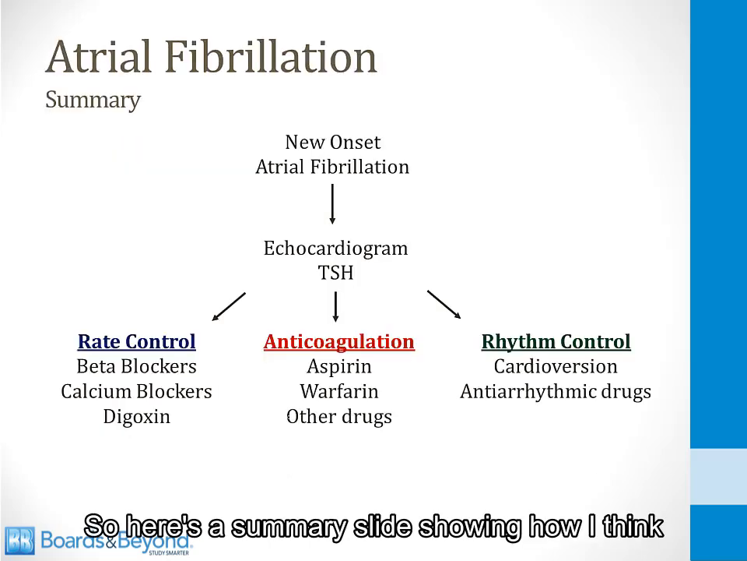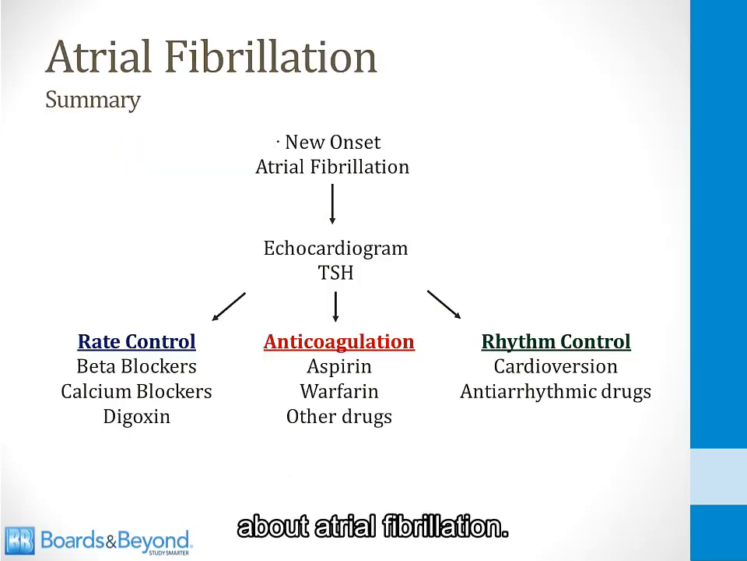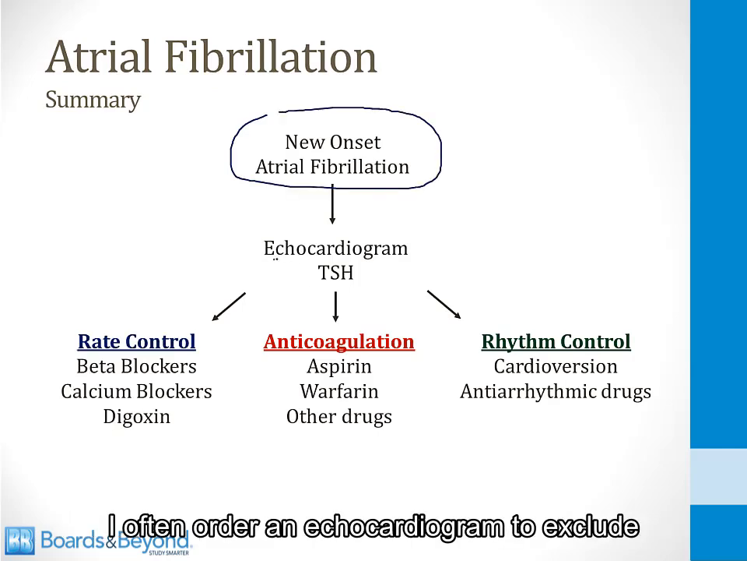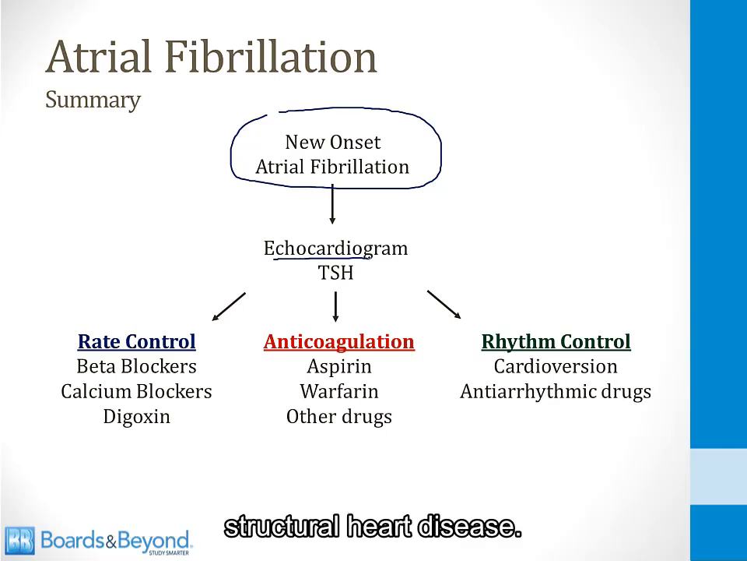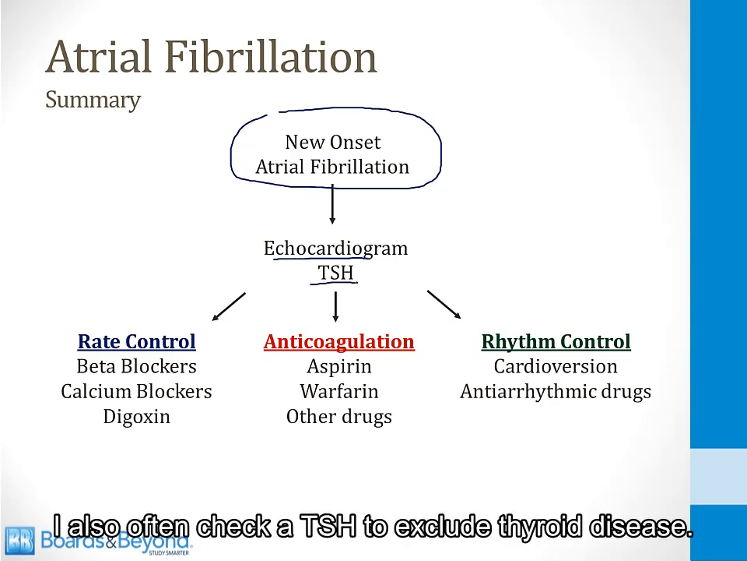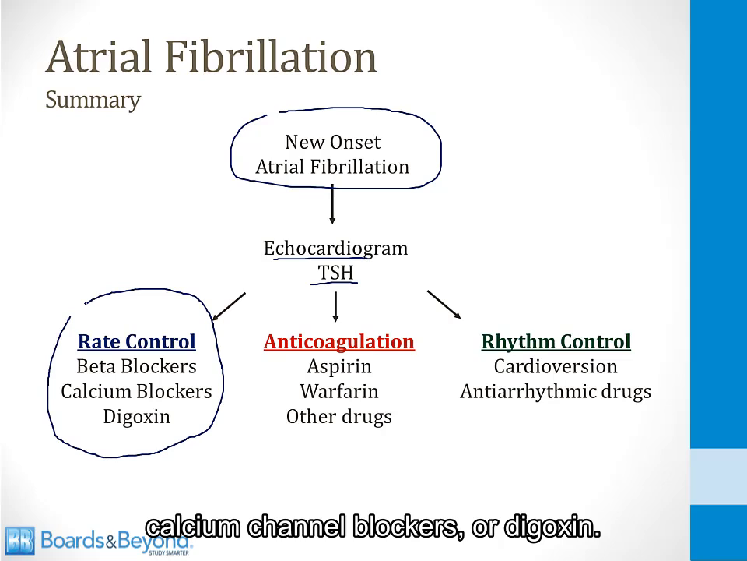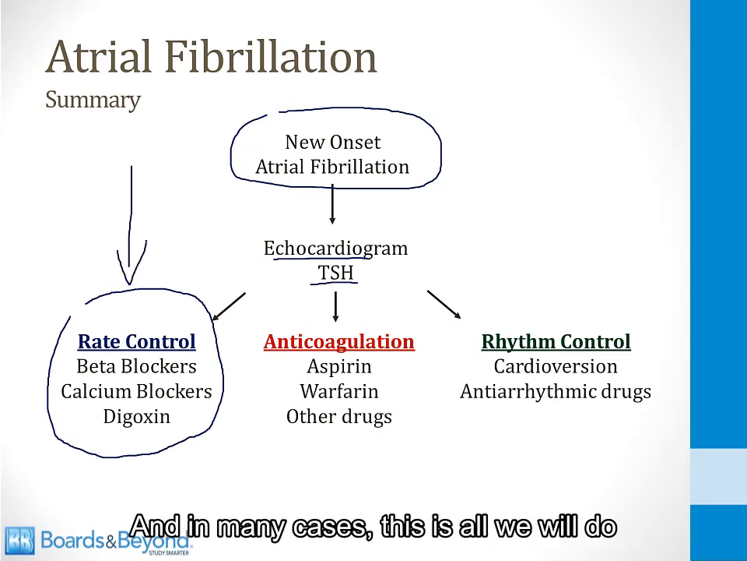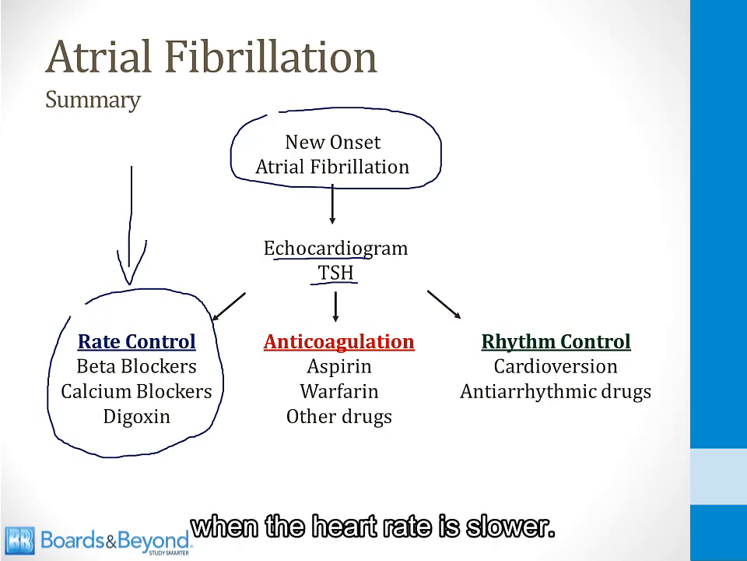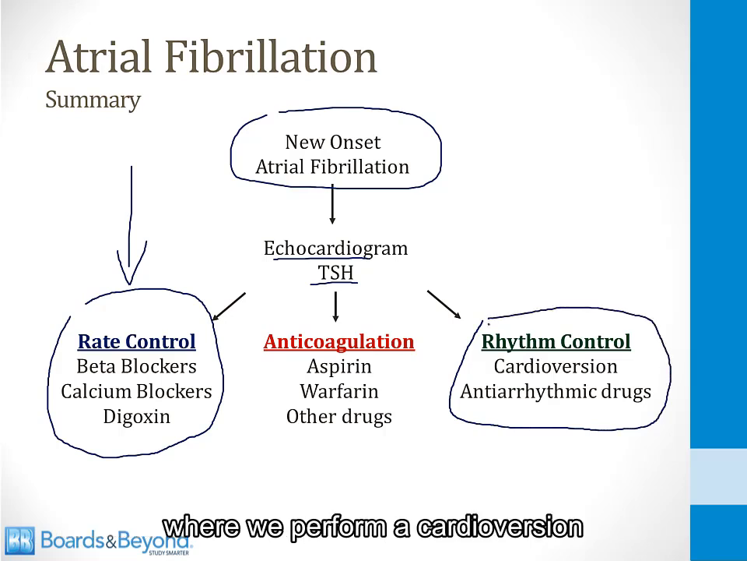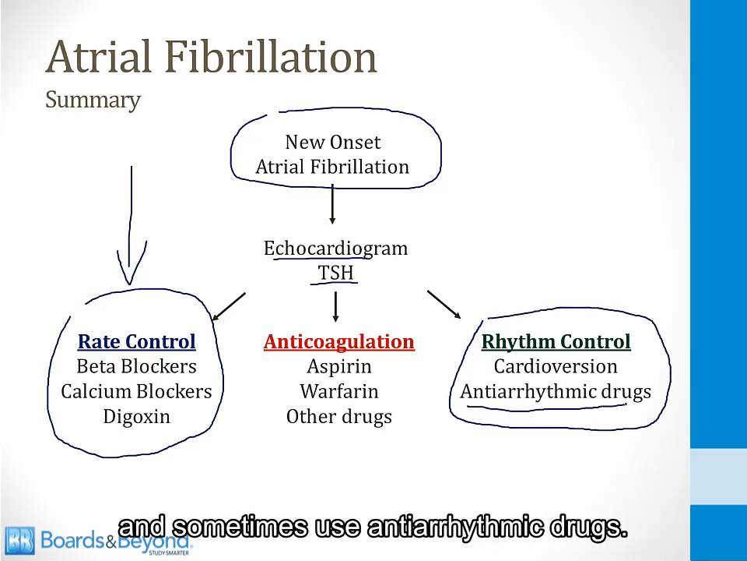So here's a summary slide showing how I think about atrial fibrillation. If a patient presents with new onset atrial fibrillation, I often order an echocardiogram to exclude structural heart disease. I also often check a TSH to exclude thyroid disease. We then administer rate control with beta blockers, calcium channel blockers, or digoxin, and in many cases this is all we will do because the patient feels better when the heart rate is slower. In some cases, we adopt a rhythm control strategy where we perform a cardioversion and sometimes use antiarrhythmic drugs.